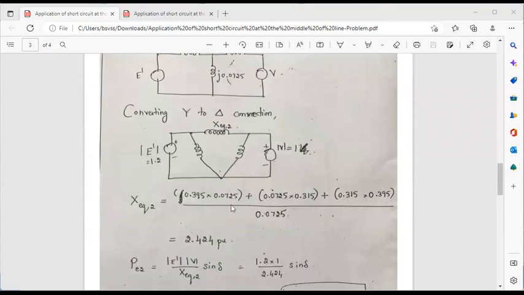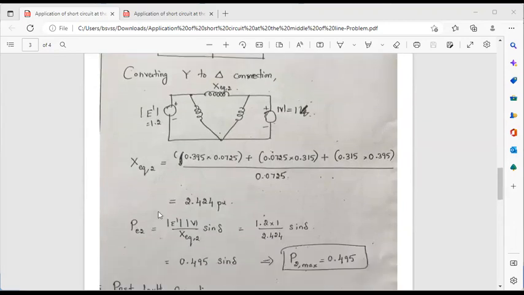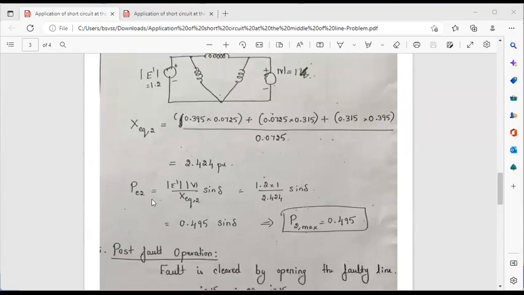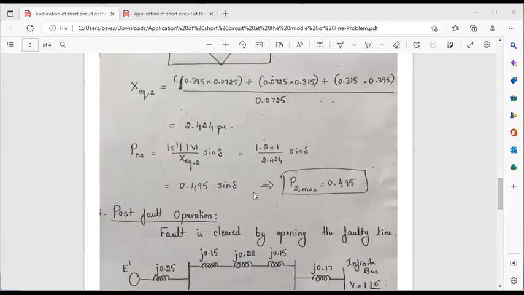So if you apply the formula and convert, and if you find the total reactance, it is 2.424 per unit. From this, we can calculate the value for the output power. If you know the reactance value, from that we can calculate the output power PE2: E into V divided by X equivalent into sin del. Substitute all the values, and if you find the value for PE2, it is 0.495 into sin del. And PE2 maximum is equal to 0.495.